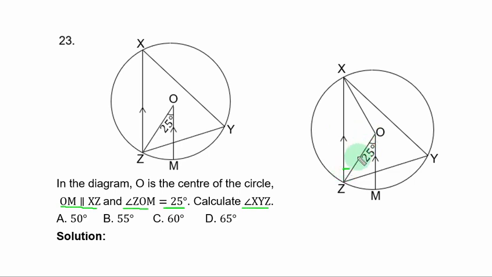Now OZ and OS are radii. That means triangle ZOS is isosceles triangle. The base angles are equal. Here also becomes 25 degrees. If you add the three angles in the triangle, you can get this angle. From there, you can get angle SYZ. That is this angle.